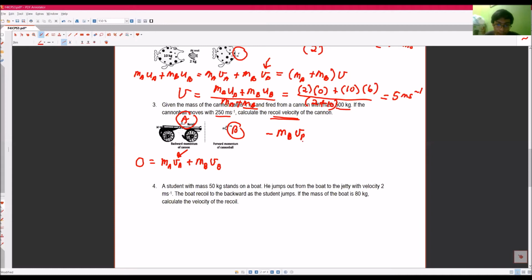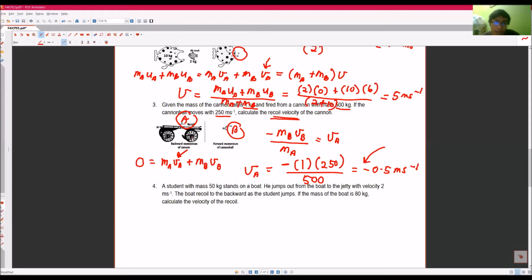Negative MB VB divided by MA equals VA. So VA equals negative of MB, 1 kilogram, VB 250, MA 500. So we get negative 250 divided by 500, negative 0.5 meter per second. And this answer is correct because we have the negative sign here, as the cannon is moving backward, opposite to the direction of the cannonball. So that's the first thing to check.